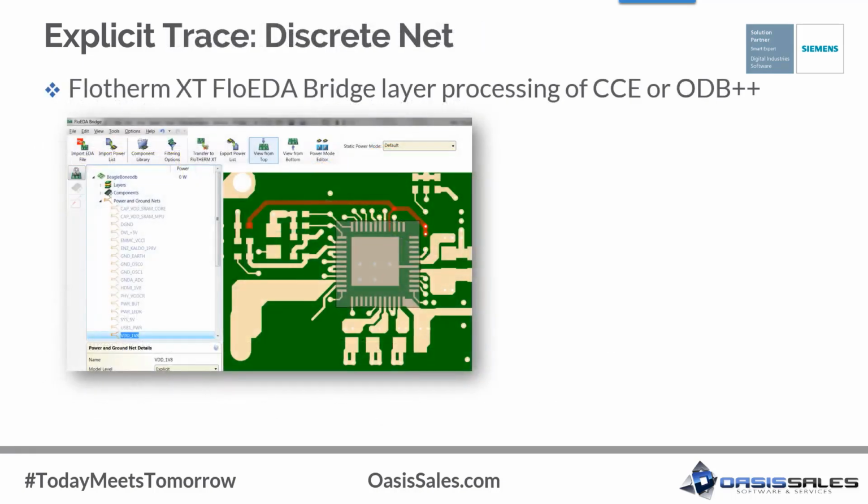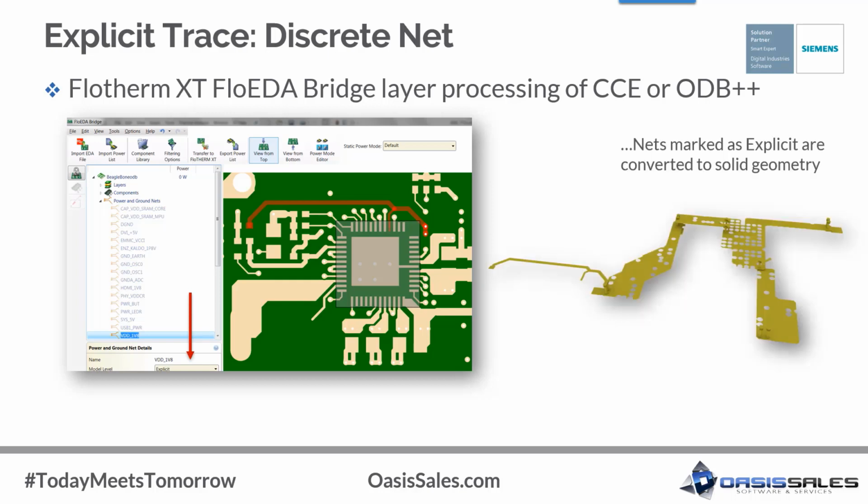Flotherm XT offers 2 methods for processing trace information via CCE or ODB++ into 3D CAD data and a Flotherm XT model with no specialized skills. The first method is discrete net. Any net marked for explicit representation in the FlowDA bridge is converted to solid geometry. This is especially useful for Joule heating analysis where the trace is carrying a current that generates heat.